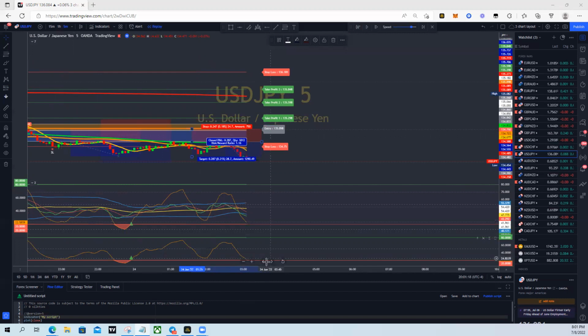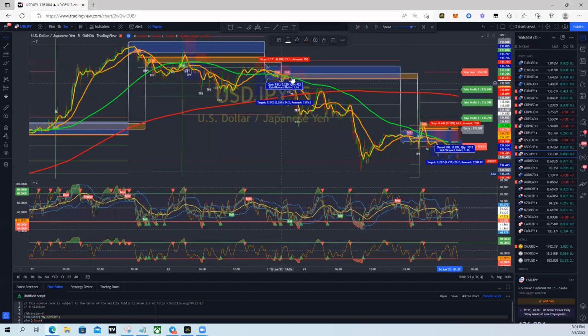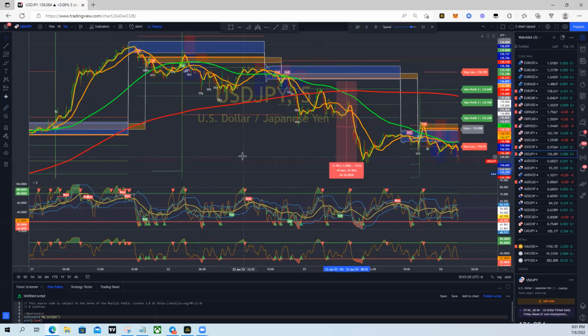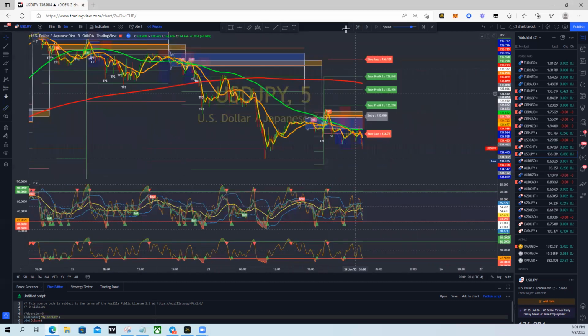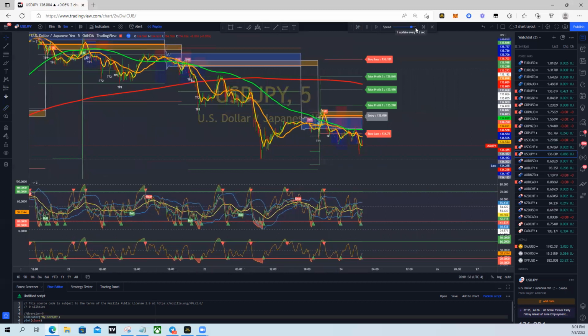We're going to zoom in. We're going to see how UJ runs from here, right? Look at this sell. The first sell that we caught went 170 pips. This is the second sell. Look at that. And win another 70, 80 pips.